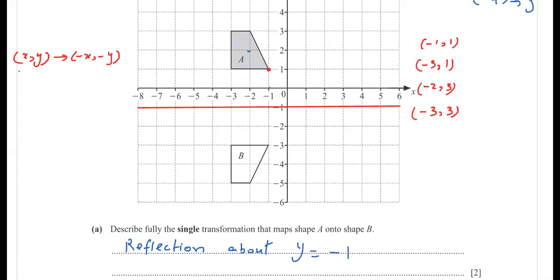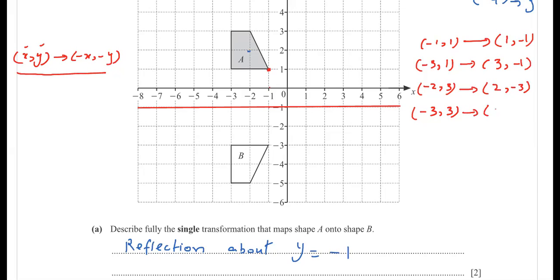Now if I rotate them according to this rule, -1, 1 will become... What is the meaning of (x, y) to (-x, -y)? It means change the sign of the coordinates. So that will become 1, -1. -3, 1 will become 3, -1. In the same way, -2, 3 will become 2, -3. -3, 3 will become 3, -3.